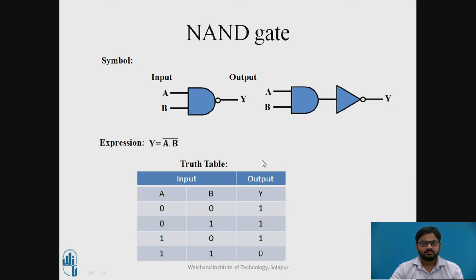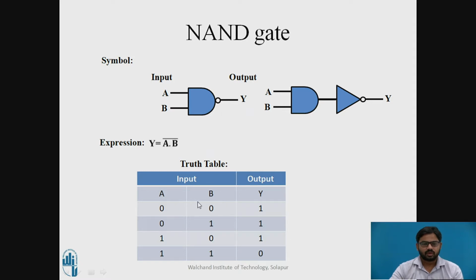NAND gate. The NAND gate can be seen as an AND gate with a NOT gate connected after it. In the NAND gate, Y is read as Y is equal to AB whole bar, or A and B complement. It is again 2 inputs and a single output.